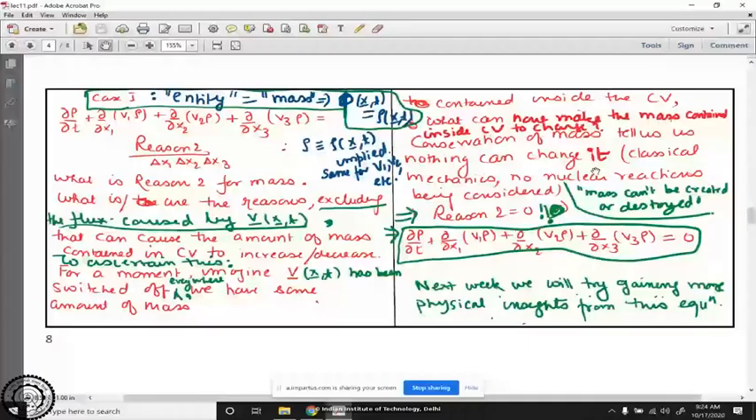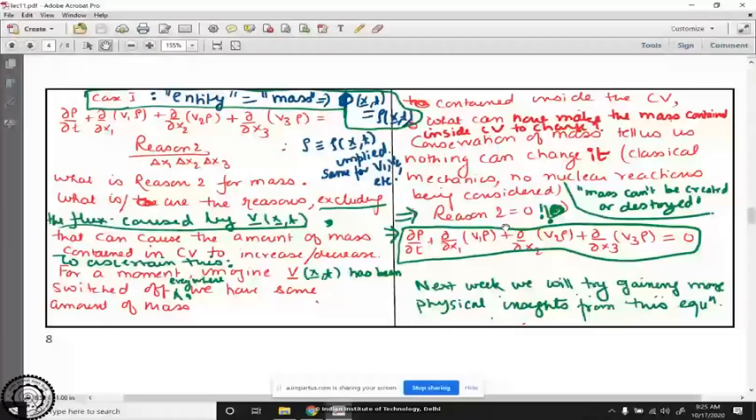Mind you, I'm talking about classical mechanics, no nuclear reactions being considered. Of course, if you consider nuclear reactions, we know that mass disappears and becomes energy. We are not concerned about that kind of situation. In classical mechanics, mass cannot be created or destroyed. Thus, reason 2 should be 0, identically at all times. So once V has been switched off, the amount of mass that is right now residing in the control volume has no means to increase or decrease. There is no mechanism that nature provides for it to increase or decrease.